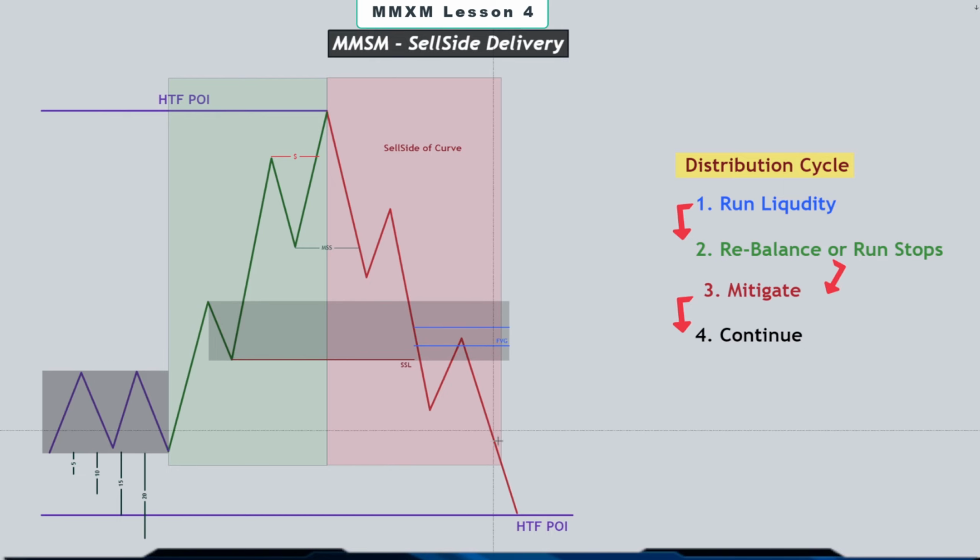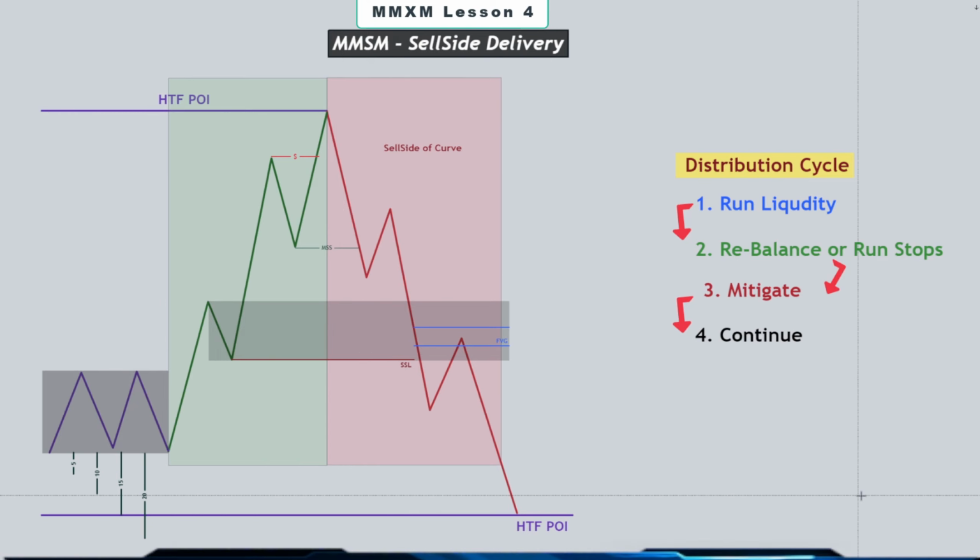D block, market will continue lower and deliver for our initial consolidation sell side liquidity, along with that our projected terminus to that higher time frame point of interest, and that will complete the market maker sell model's sell side of the curve.